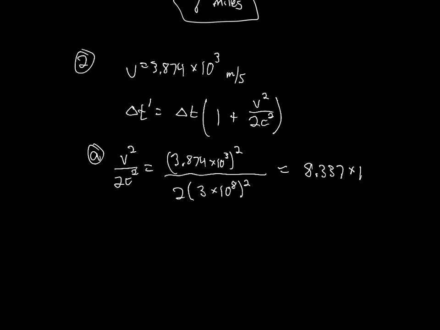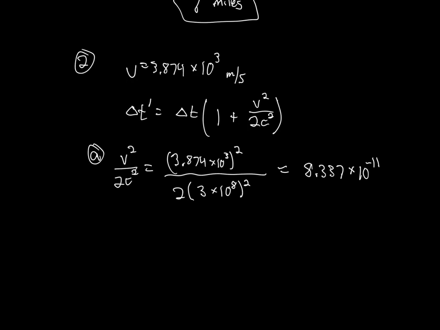337 times 10 to the negative 11. Anybody else get that one? Yeah. 8.337 times 10 to the negative 11. So you should keep doing that calculation. Make sure that you get that number so that you know how to put this into a calculator.